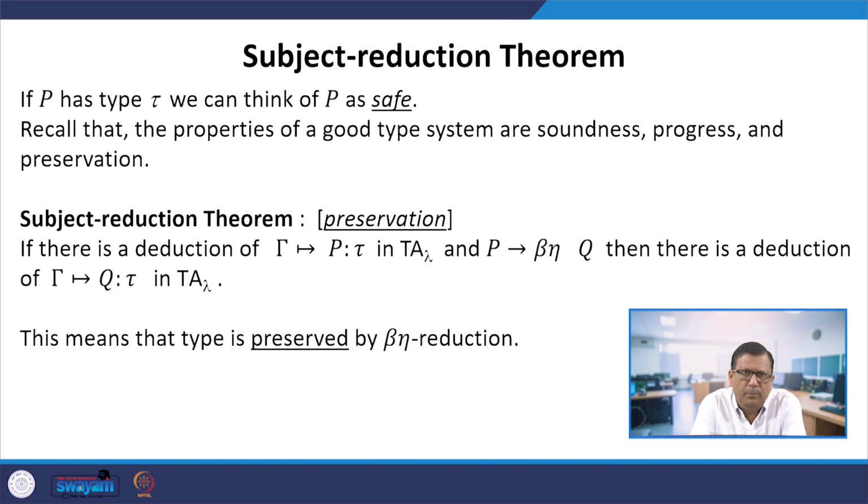To put it very simply, if we can make a deduction that P has type tau, and there is a reduction from P to Q, then the type is preserved, in the sense that the type of Q will be the same as that of P. This means type is preserved by beta eta reduction.